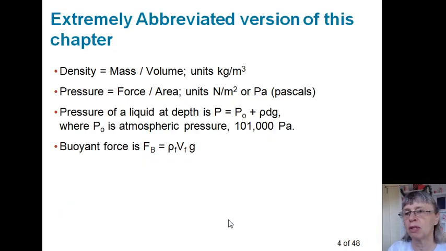Now this chapter is very small, especially compared to some of our earlier chapters this semester. So this is an extremely abbreviated version of what we're going to be learning in this chapter. We're going to learn about density. Now if you've had chemistry, you know what density is. It's mass divided by volume. Those units are going to be kilograms per meter cubed.